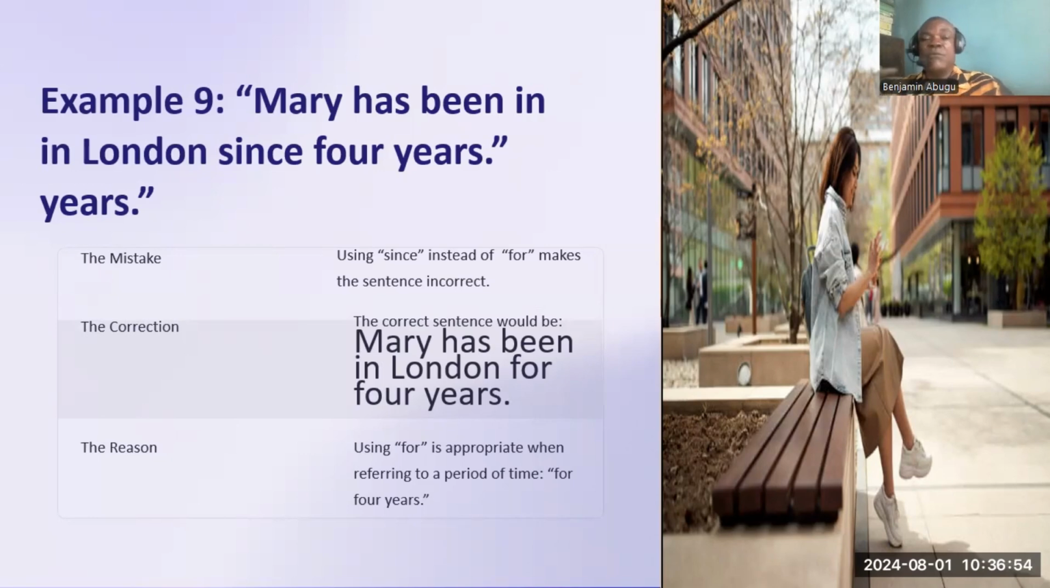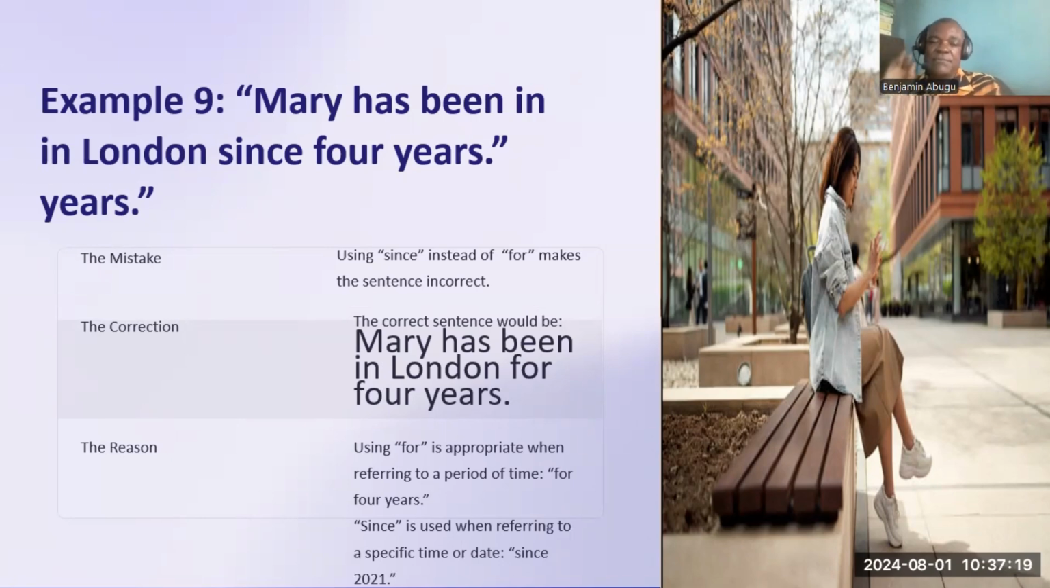Okay? Now, when do you use since? You use since when you are referring to a specific time or date. You can say, Mary has been in London since 2021, or Mary has been in London since 2022 or thereabout.